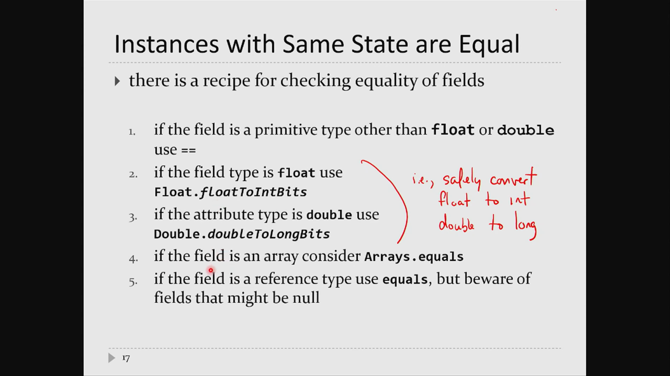Okay, 4. If the field is an array, so if your class has an array and you want to check if the arrays of the two different objects are equal, just use Arrays.equals. Don't write your own loop to compare all the elements of both arrays. And if the field is a reference type, so for example, if your class has a list as one of its fields, just use the equals method on the field. You have to be aware that the fields might be null, but don't worry about that for this course, because that shouldn't happen for anything that we do.